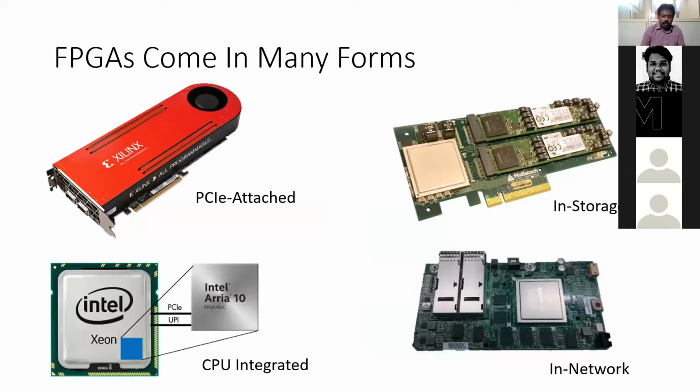Some of the common FPGAs come in many different forms. This is one of the FPGAs, called Intel Arria 10, which is integrated in the Intel Xeon processor. This is another form of FPGA, which is used in a memory device or storage. This is another form of FPGA used in networking devices. This is another form of FPGA implemented in PCI devices.